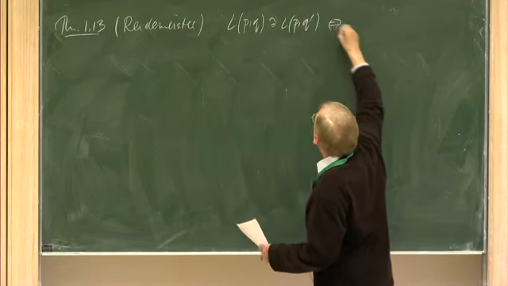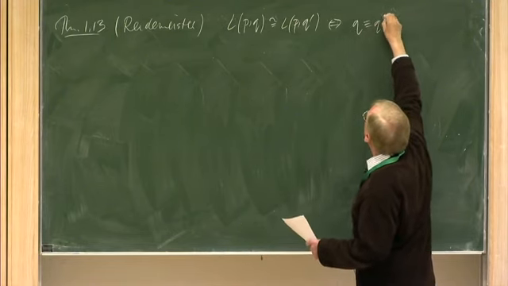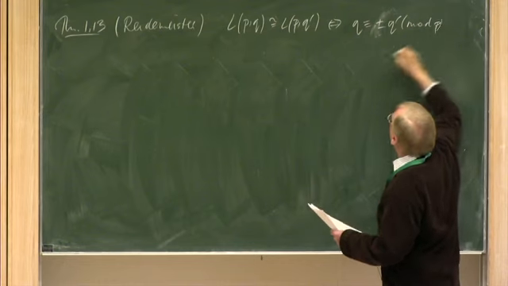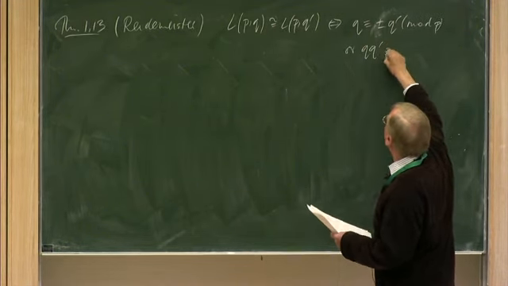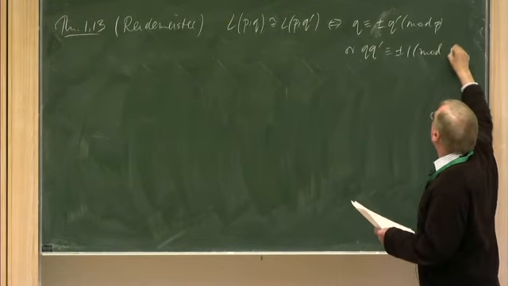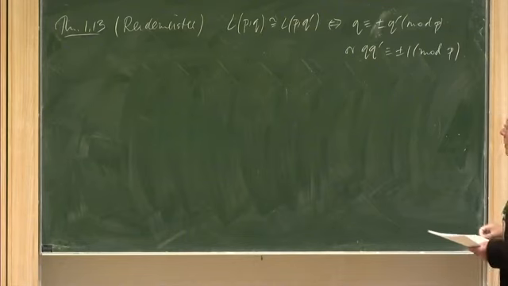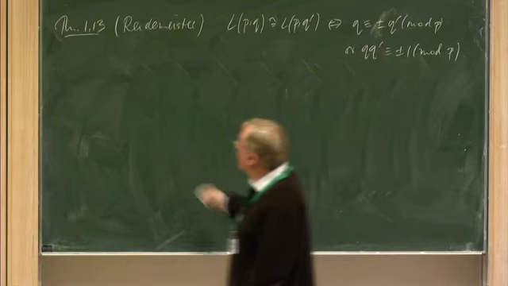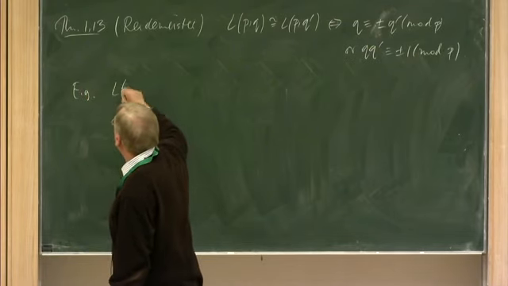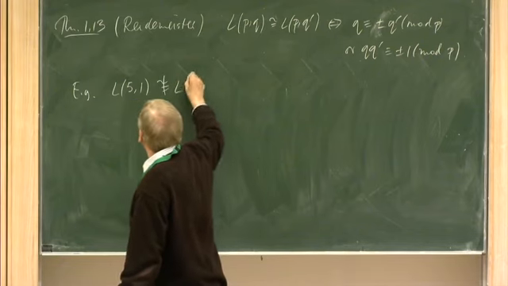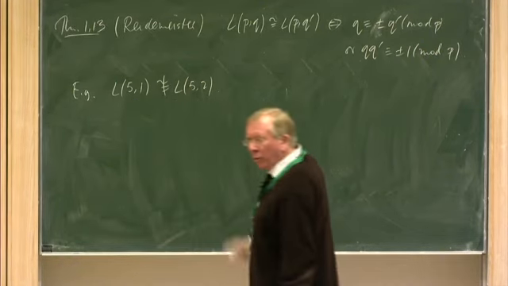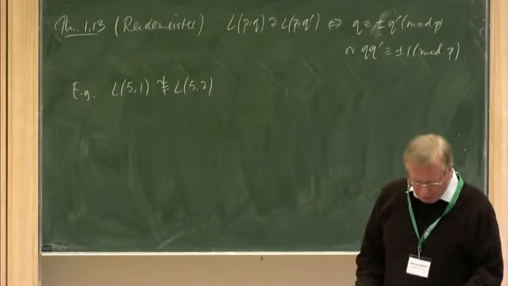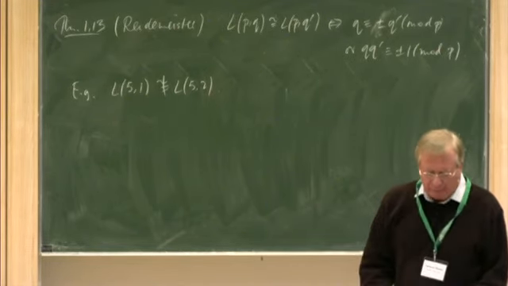if and only if either Q is congruent to plus or minus Q' mod P, or QQ' is congruent to plus or minus 1 mod P. Well, okay, I'm not going to go into this, obviously, but in particular, L(5,1) is not homeomorphic to L(5,2). This was actually shown by Alexander much earlier. In fact, they are not even homotopy equivalent, you see, and so that was why that was done.